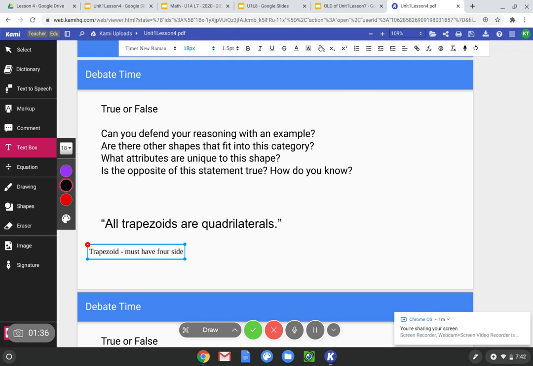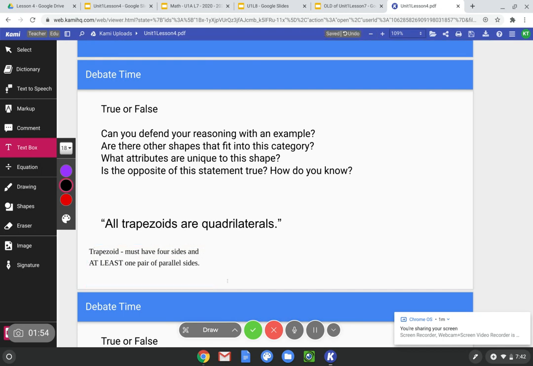And, oh, there we go. And at least one pair of parallel sides. Okay, so that's the rule.